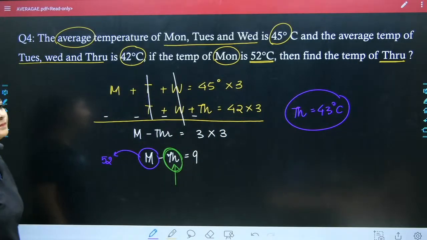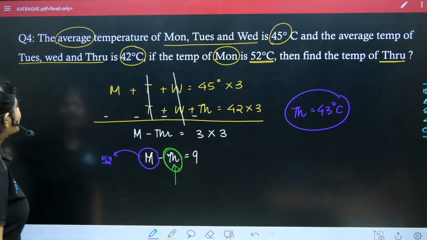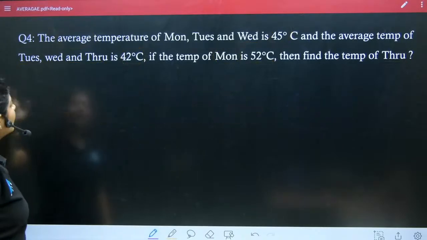Is it clear? Okay. Now let's move to the next question. This one is very easy.